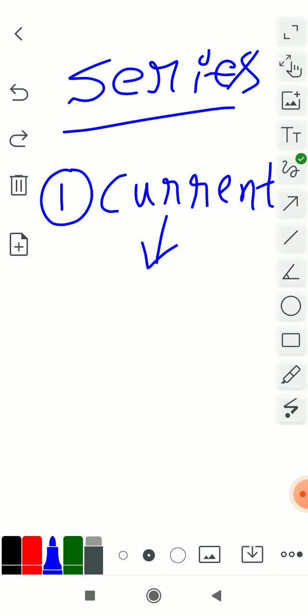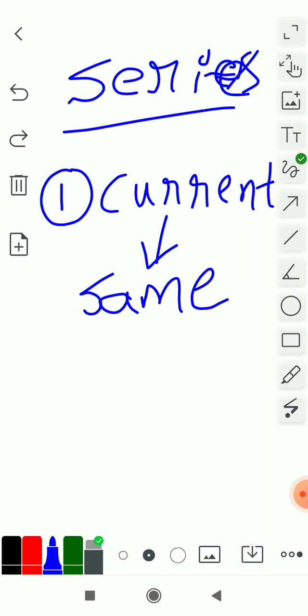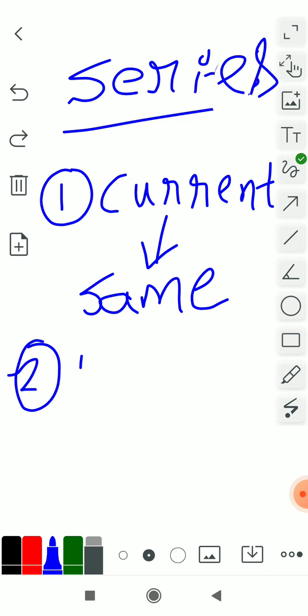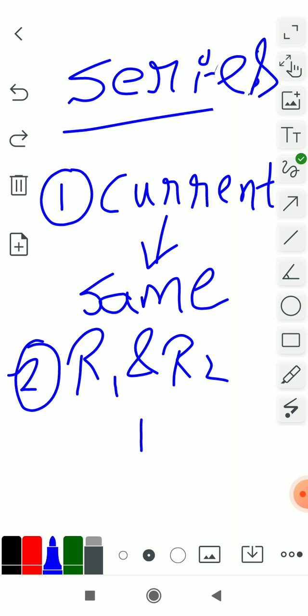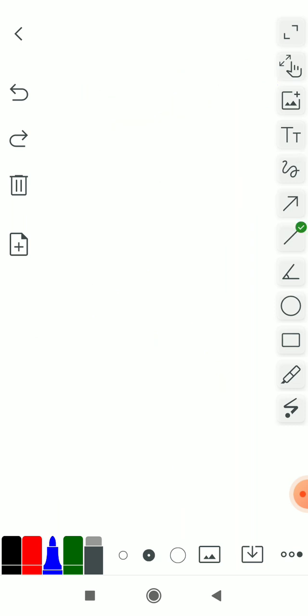In series connection, current will remain the same. Now as throughout the path current remains the same, but as the resistances are different, R1 and R2, according to Ohm's law we will get different voltages. I mean to say, suppose two resistances or two bulbs are connected in series combination.